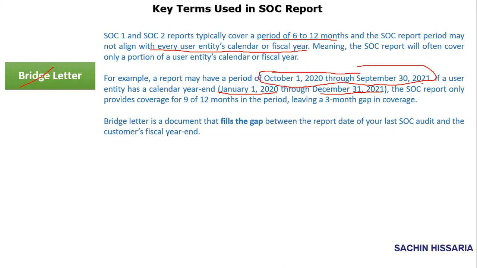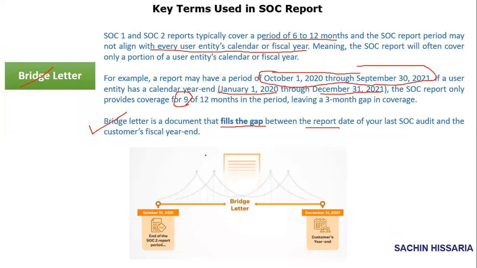Suppose they are following January 2021 to December 2021. Now, if you provide that SOC report to the customer, the customer will say that your report is only covering a 9-month period. It is not covering the last 3 months, which is October to December. So there is a gap. So basically the service organization will issue one bridge letter. In the bridge letter, they will say that there is no change in the control, and this bridge letter will fill the gap between the date of the report versus the customer's fiscal year end.